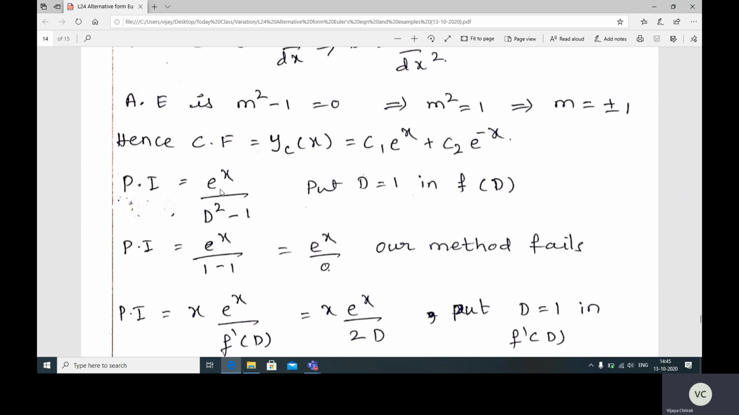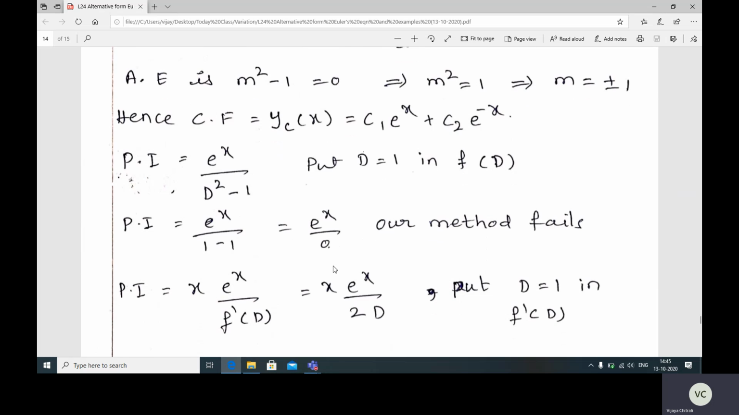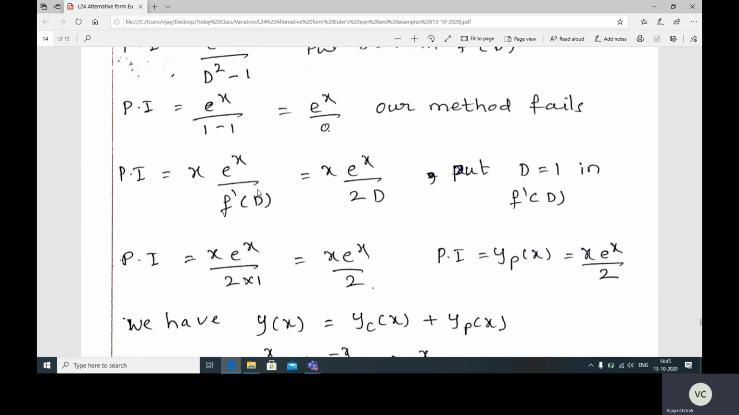So substitute: e raised to x as it is, divided by 1 square is 1, 1 minus 1. So this is equal to e raised to x divided by 1 minus 1, which is 0. So whatever method we have applied, our method fails. So we have to use an alternate method. The particular integral is equal to x e raised to x divided by f dash d.